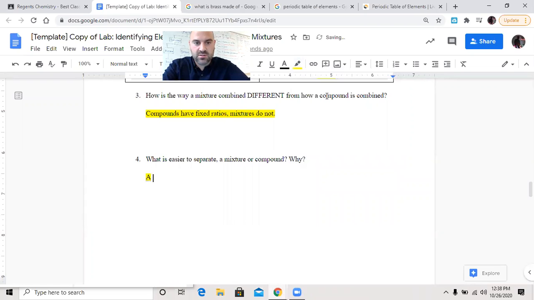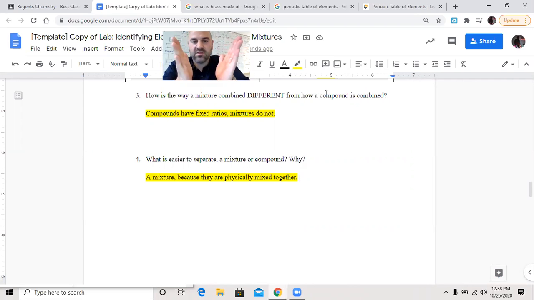So a mixture, because they aren't chemically bonded. Because they are physically mixed. You could easily separate them physically by maybe filtration or distillation or chromatography, then you could separate those mixtures in the solution, or evaporate them. Could be another way you could separate them too.